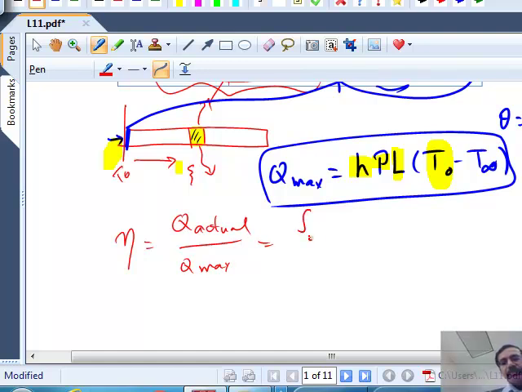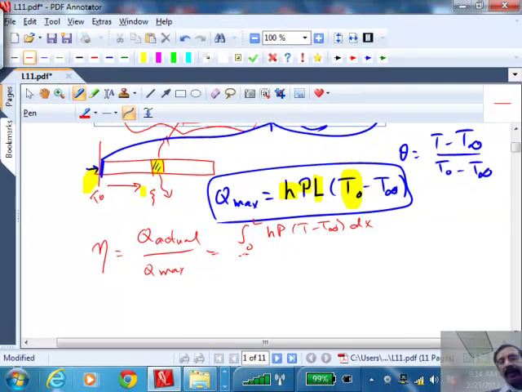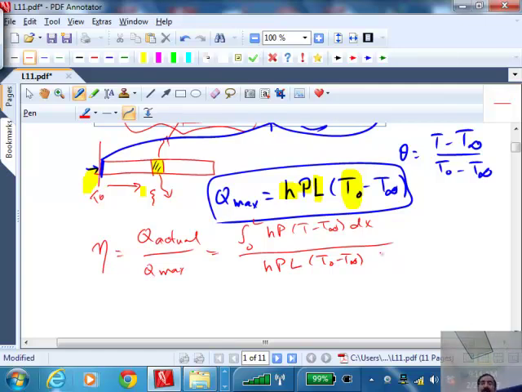And the Q actual is given by the integral from 0 to L of H P times T minus T infinity dx. And the Q max is given by H P L times T naught minus T infinity. Okay. And you notice that H and P are constants, so I can cancel those out. Okay, let me ask you to think now. So what would this be equal to? Exactly. So if you combine this term, because the denominator is a constant, it's a number, so you can take it inside the integral. It's not going to change anything.